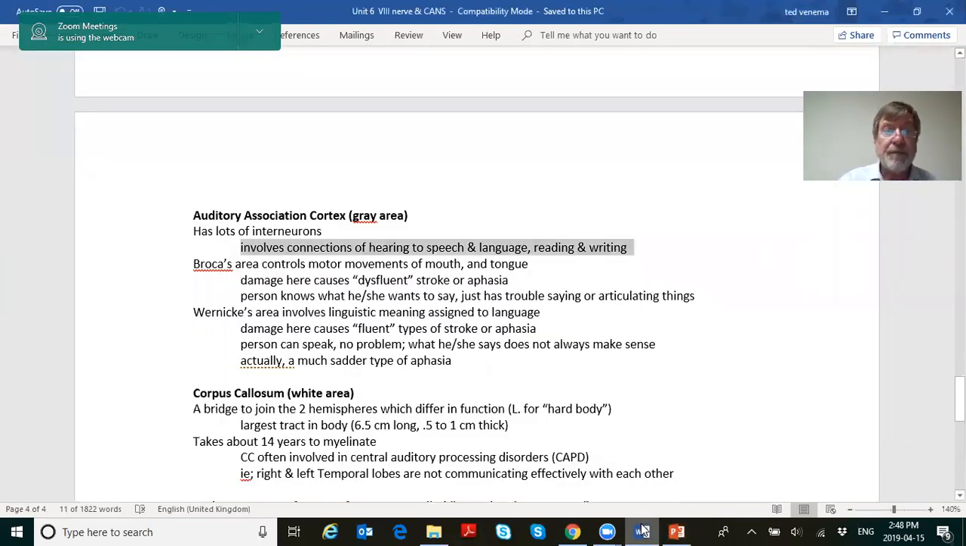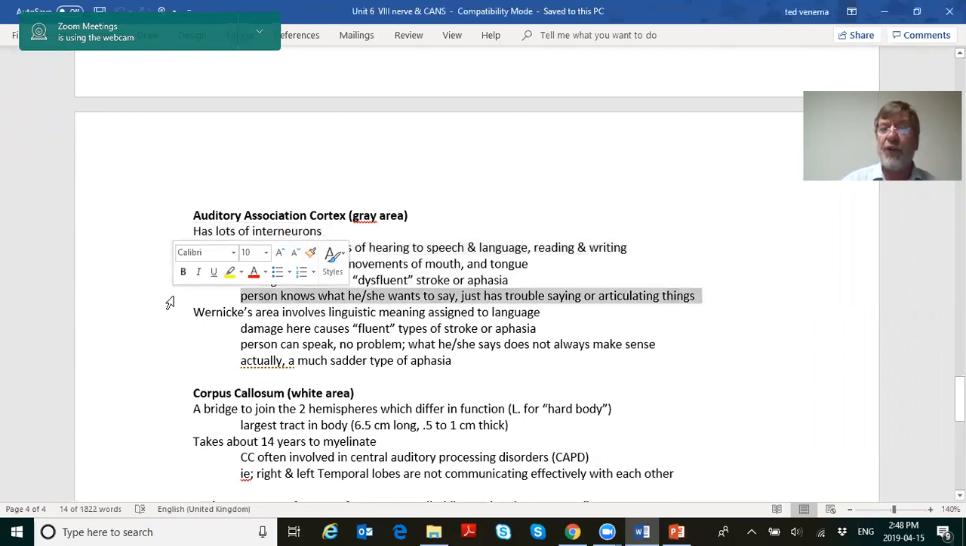Broca's area is one of the auditory association areas. It receives info from Heschl's gyrus. It controls motor movements of the mouth and tongue. Damage here causes disfluent aphasia, meaning the person knows what he or she wants to say, but just has trouble saying it.